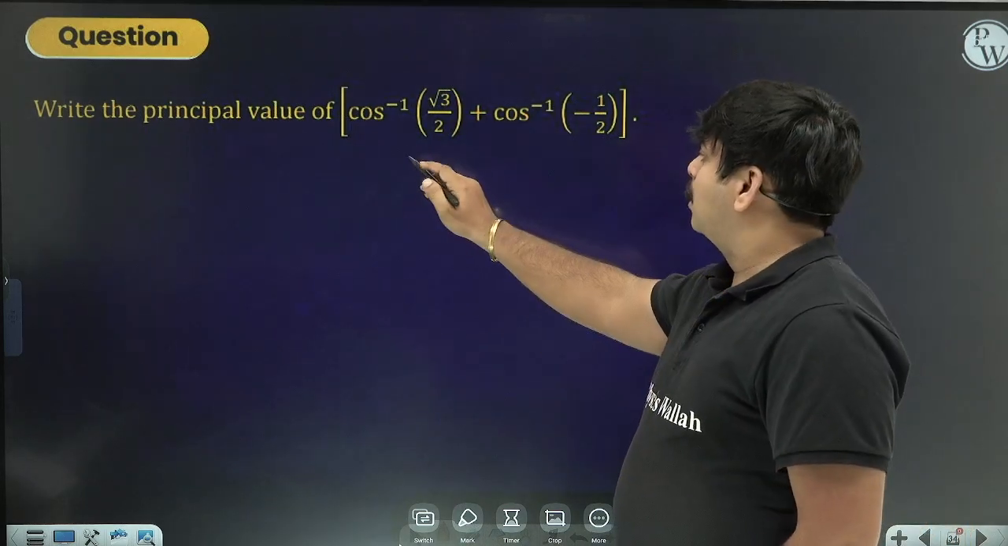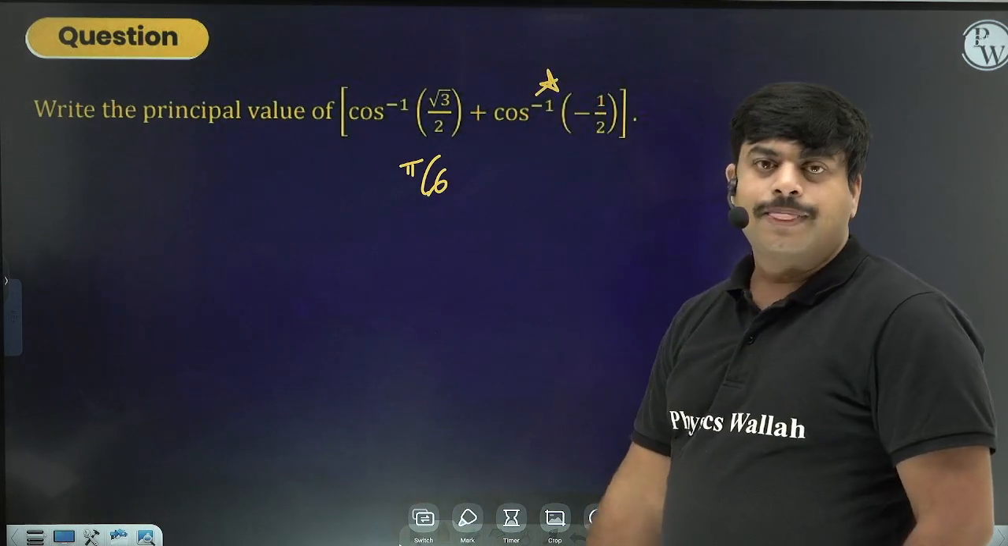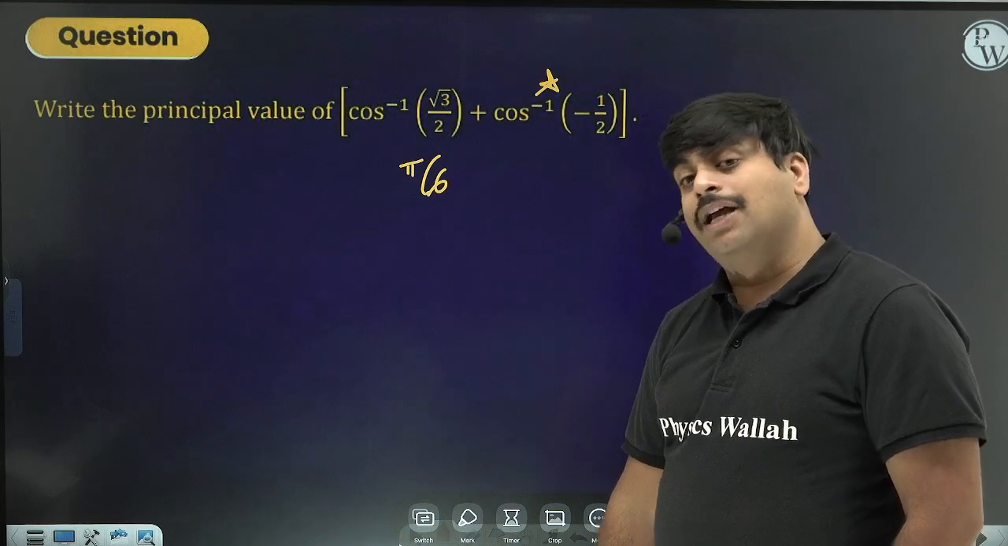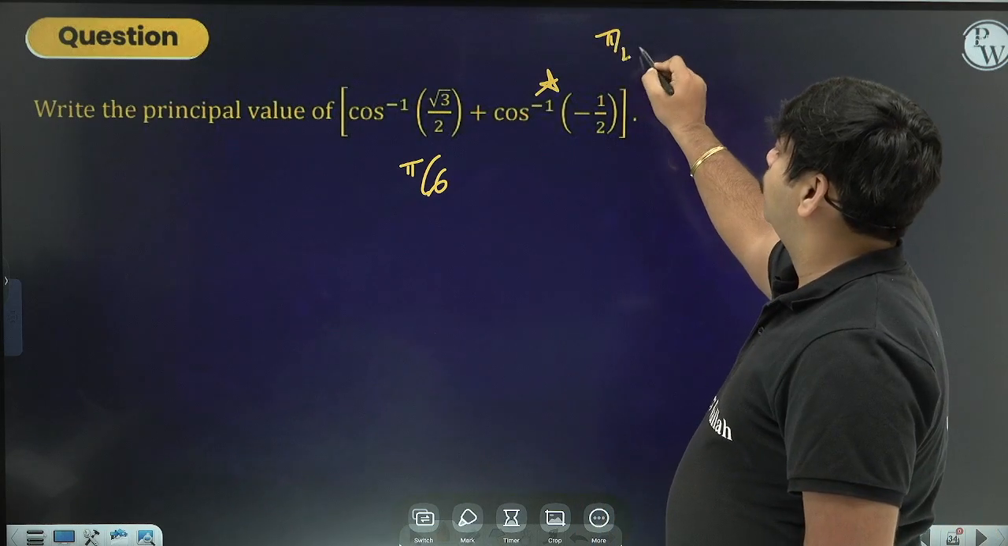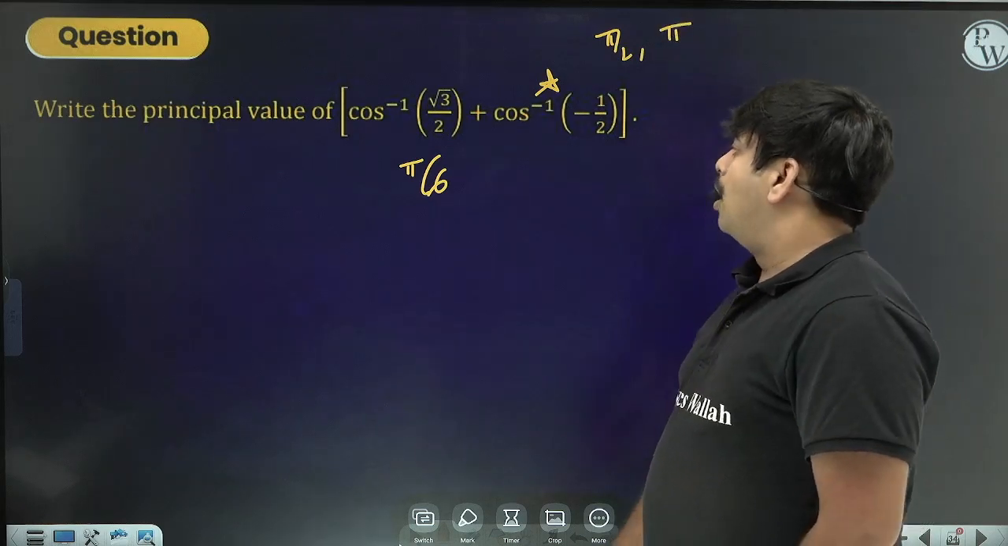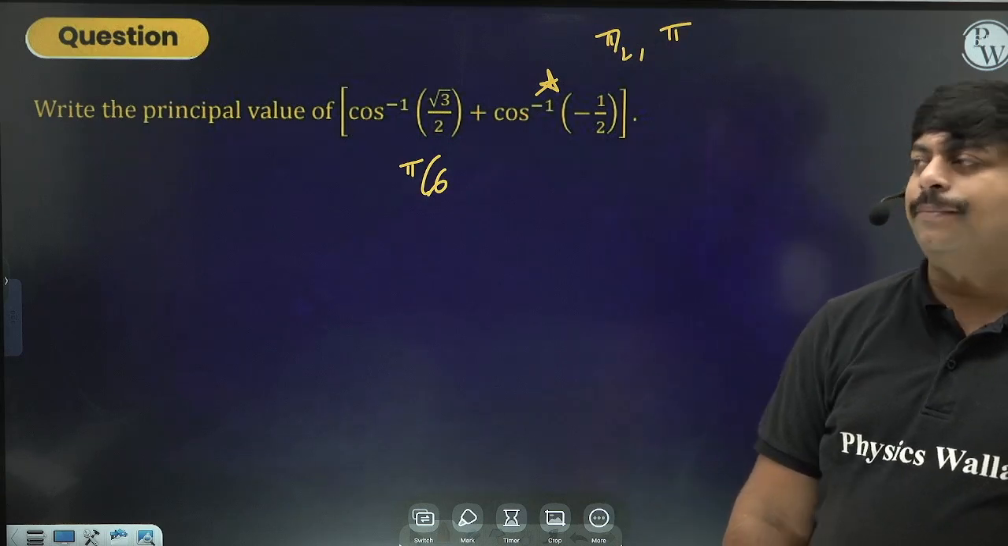Cos inverse of minus 1 by 2. This is something you need to be very careful about. In cos, where do you get negative? In the second quadrant, right? So here the angle should lie between pi by 2 and pi. So cos inverse of minus 1 by 2 means pi minus pi by 3.